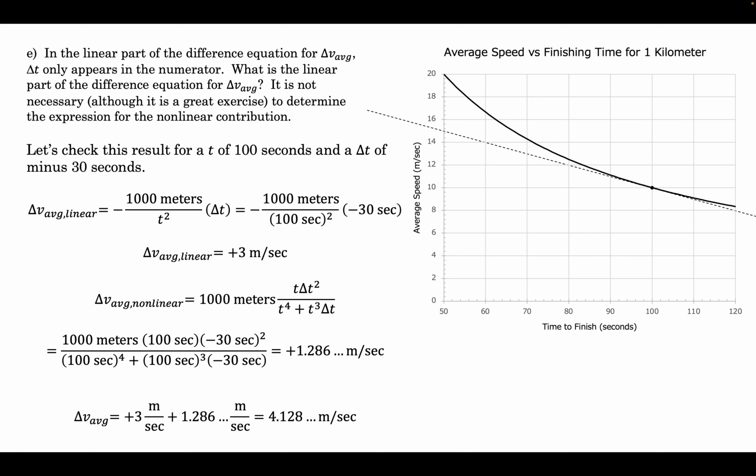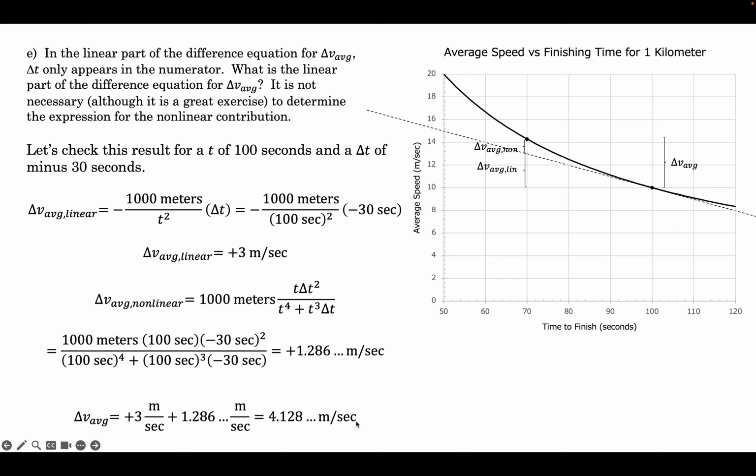All right? Delta V average, the change, is linear plus the nonlinear, which is 4.128. So our average speed went up by 4.128 meters per second. So here's delta V average, the whole thing. Here is delta V average linear part along the line, that's 3 meters per second. Here is delta V average nonlinear, that's 1.286 meters per second, and the total delta V average is 4.128.